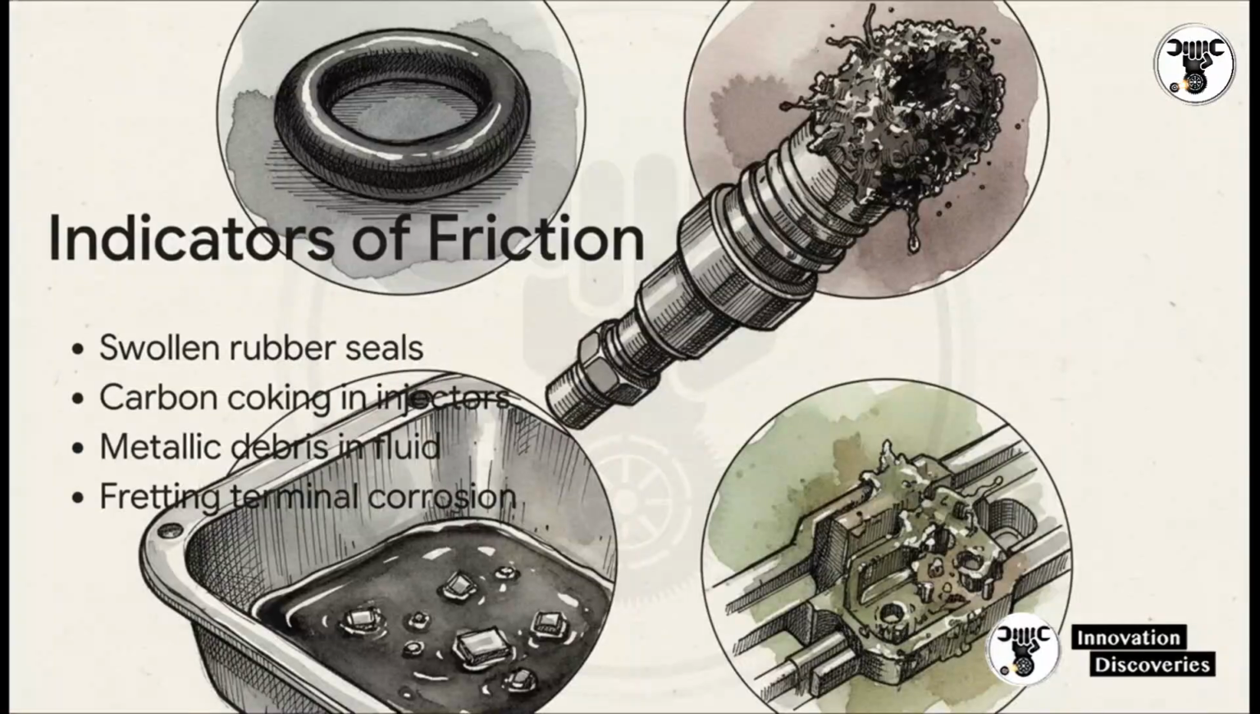And hey, it's not just the cold you have to worry about. During your physical inspections, you really need to look for real-world indicators of friction. Think swollen rubber seals from someone mistakenly using the wrong fluid chemistry, which can drag on a plunger immensely. Look for carbon coking deposits inside fuel injectors, metallic debris and sludge in the transmission pan, and fretting corrosion right at the electrical terminals. Fluid condition and physical contaminants are basically the primary culprits for delayed actuation.